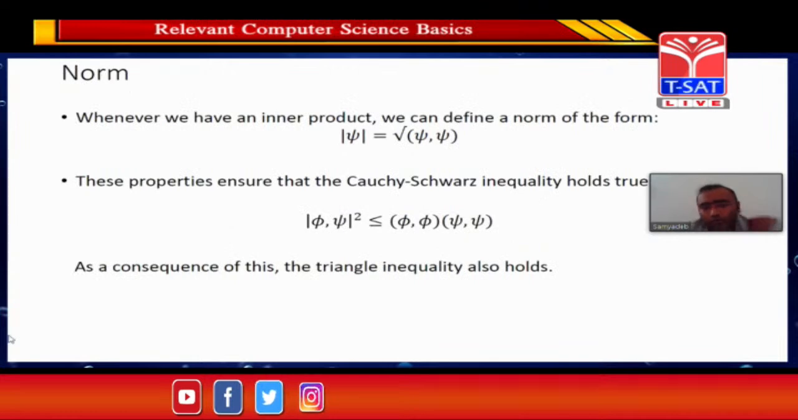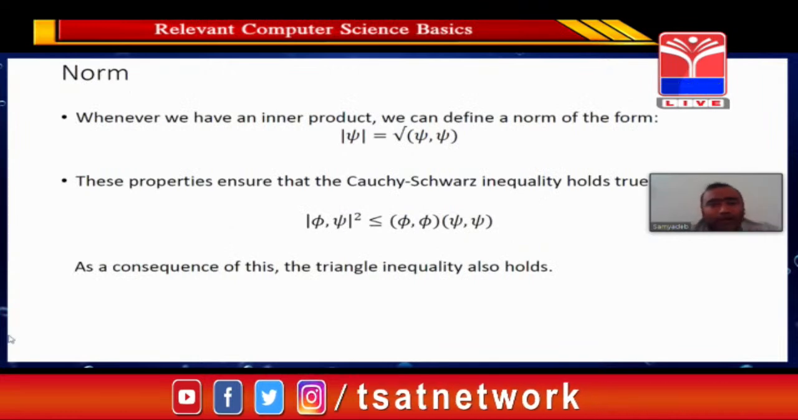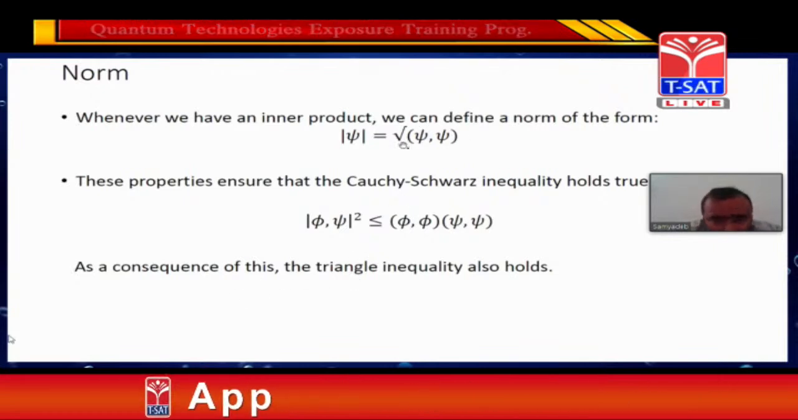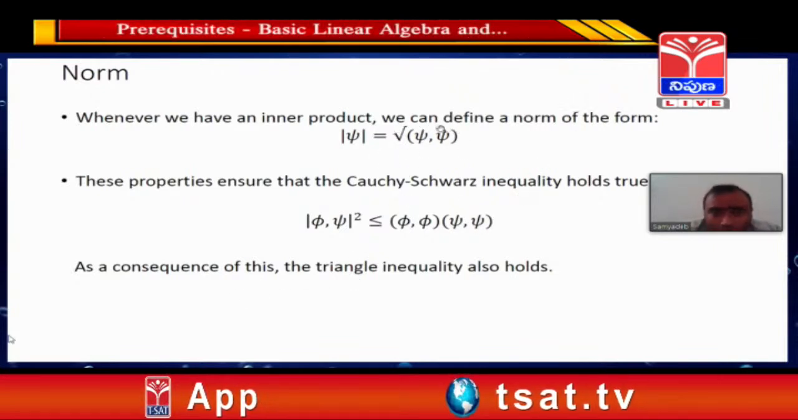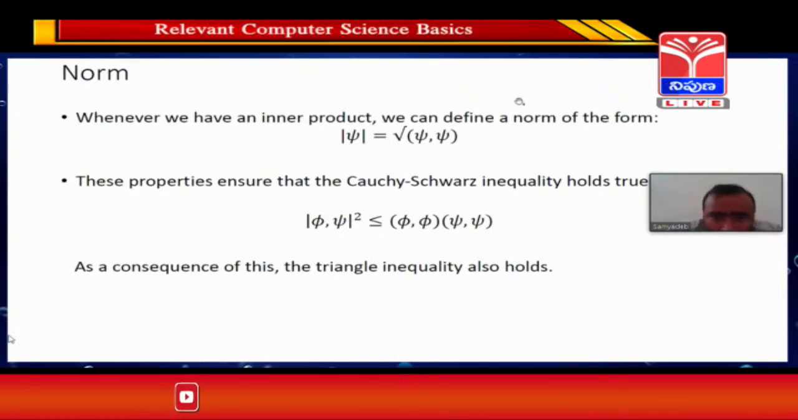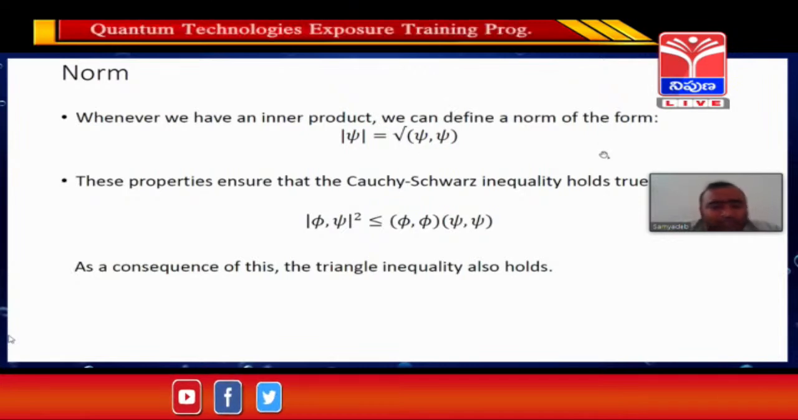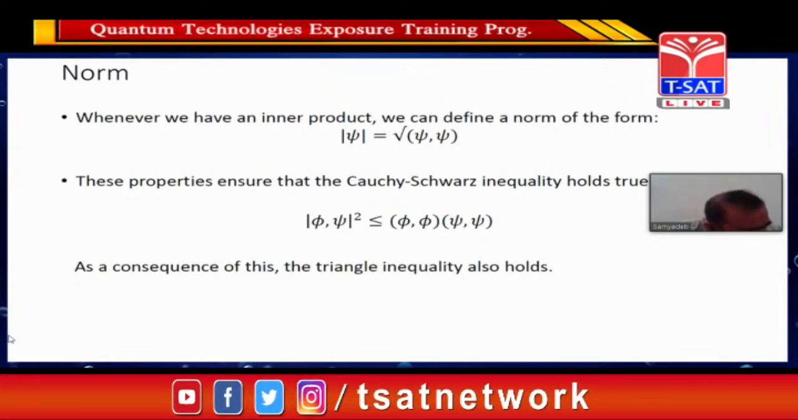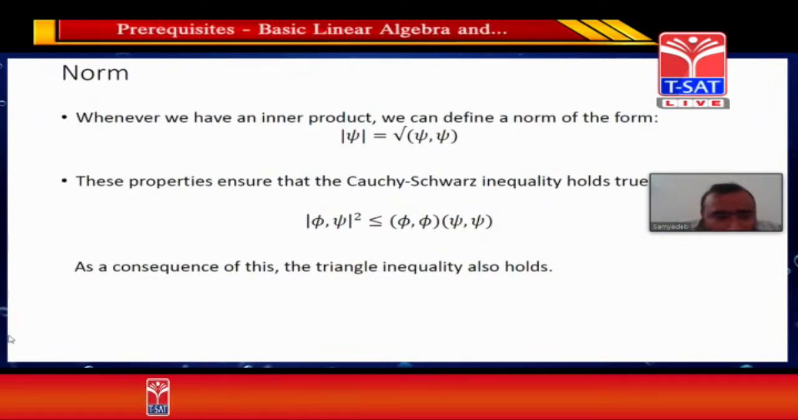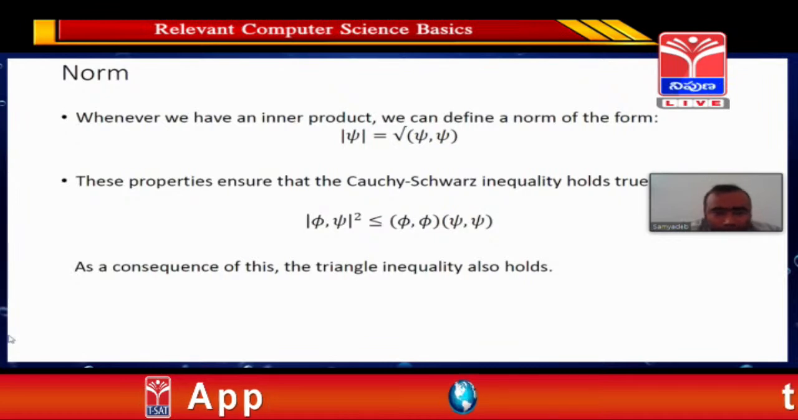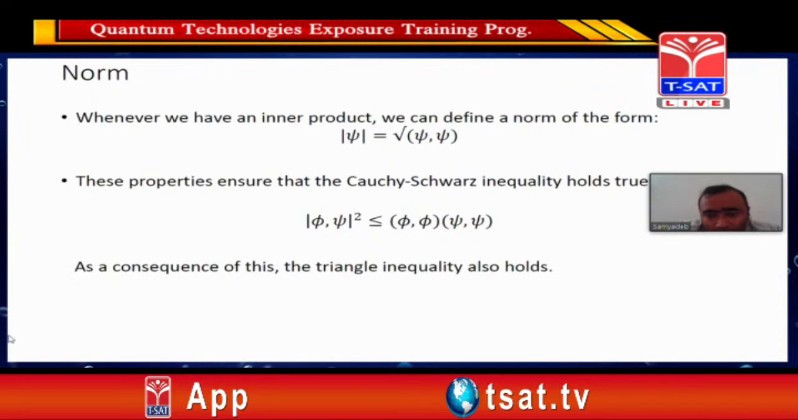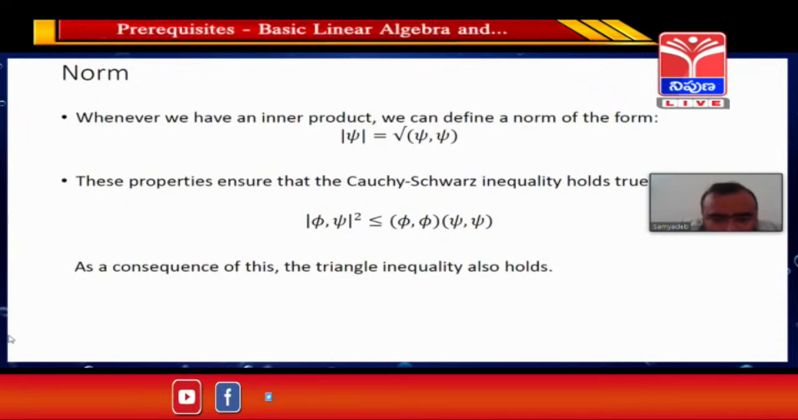Okay. So now what is norm? When we have an inner product, we can define a norm of this form. The norm is the square root of the inner product of a vector with itself. So the norm is root over the inner product of xi and xi. So there is a very important theorem, an inequality rather, that is associated with the inner product and the norm of a vector. That is called the Cauchy-Schwarz inequality.